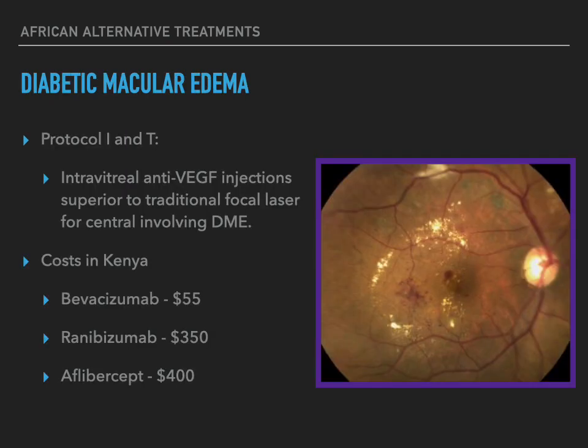Let's move on. The next disease is diabetic macular edema. We know from protocols I and T that intravitreal anti-VEGF injections are superior to traditional focal laser for central involving DME. But here is the problem. Look at the cost of these agents in Kenya. Avastin is $55, ranibizumab $350, and aflibercept is $400. And although this is much cheaper than in the U.S., it's still quite expensive when the average daily wage of a Kenyan is $4 to $5 a day.